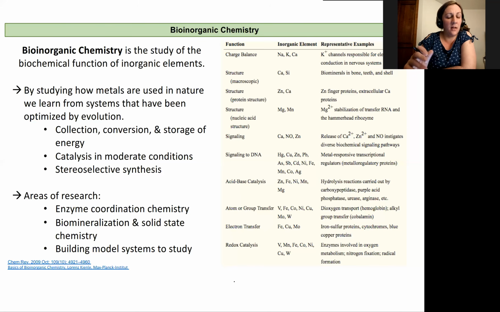Acid-base catalysis also is going to utilize these metal enzymes, looking at zinc, iron, nickel, manganese, and magnesium all playing a role in that. We also see atom and group transfer chemical reactions being mediated by different transition metals. And of course, electron transfer and redox catalysis. It's going to be your body taking advantage of these tunable different oxidation states that are available, and using them to shuttle electrons around. Which is to say, the research possibilities are endless.